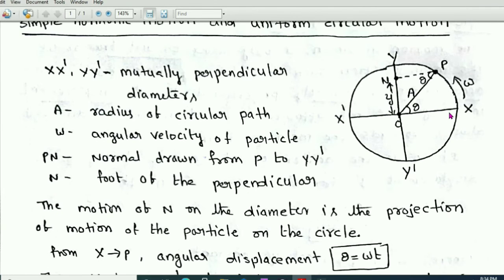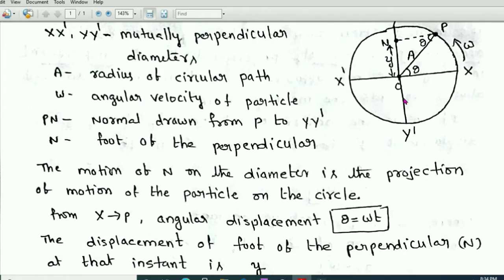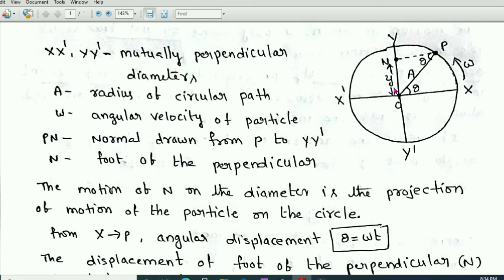That means as the particle moves from x to p, it covers an angular displacement theta. Now, the foot moves from O to N, it covers a linear displacement y. That means both are similar here. If we consider the triangle OPN, this is theta according to the symmetry. If this is theta, this also will be theta.